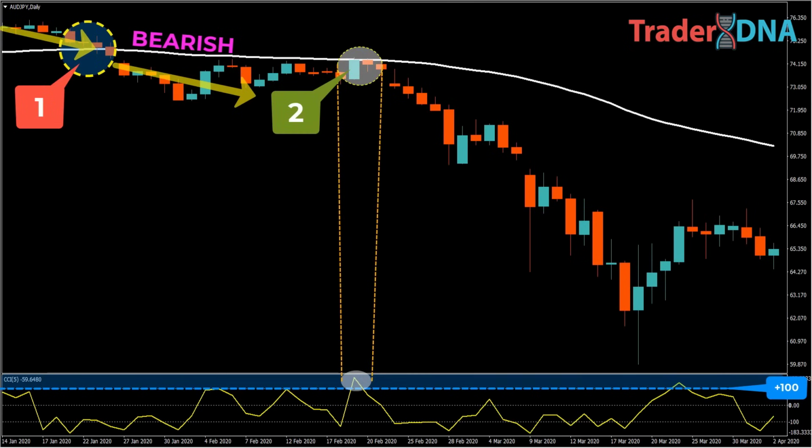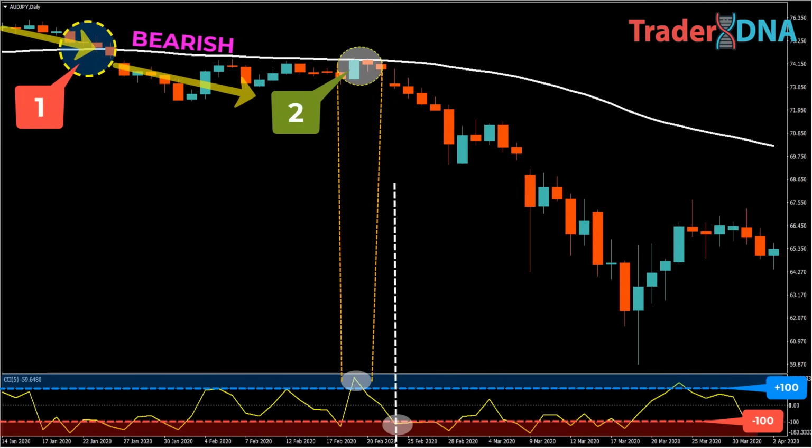Now for the most critical step, the entry. If price rejects the EMA and starts dropping while CCI plunges back below -100, we have a textbook high accuracy sell signal. This is exactly the type of setup we're looking for in this strategy. And what do we do? We execute a sell trade at the open of the next candle.